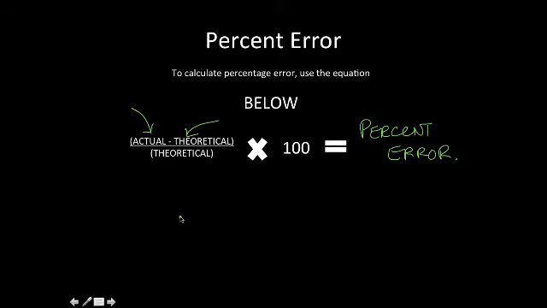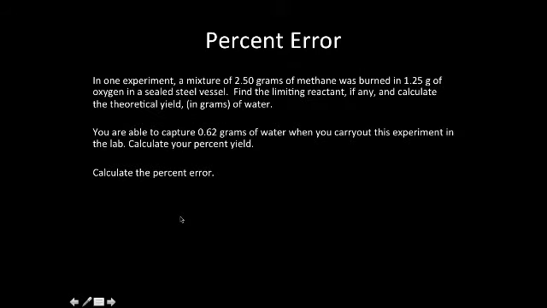So let's go ahead and work on an example together. So here's our problem once again, and remember, if you were to go back and recall, we were able to obtain 0.70 grams of water from our limiting reactant video, that example that I put up there. And once again, we were able to get 0.62 grams of water in our experiment, the one that we actually carried out.